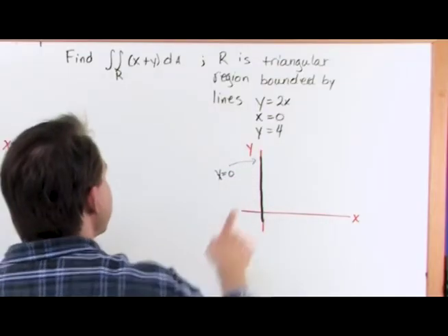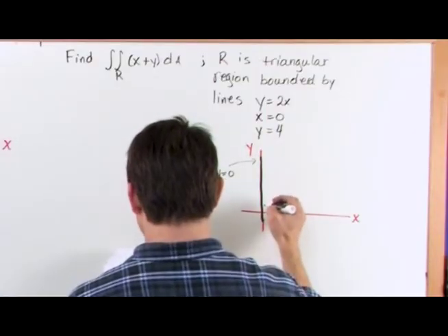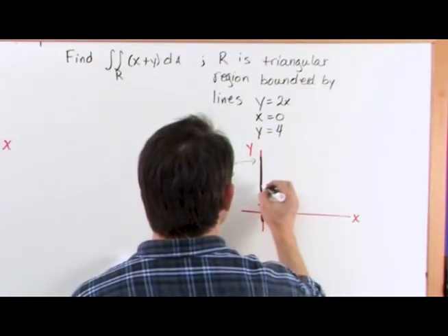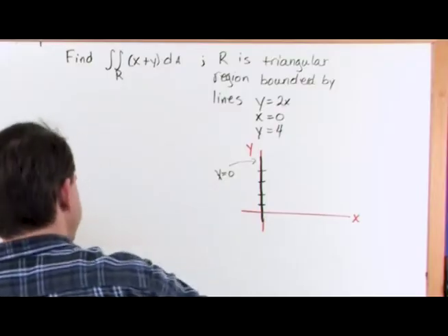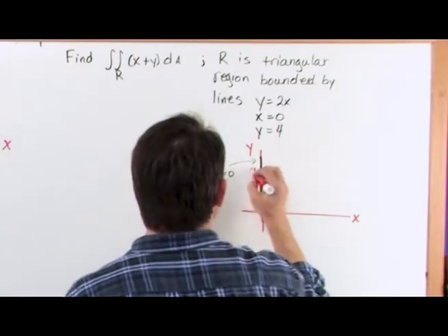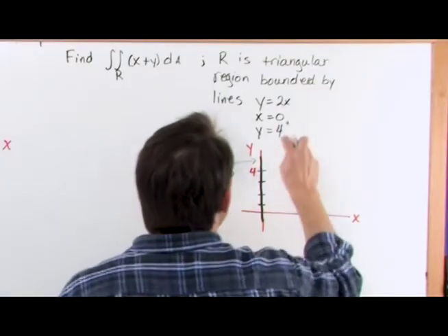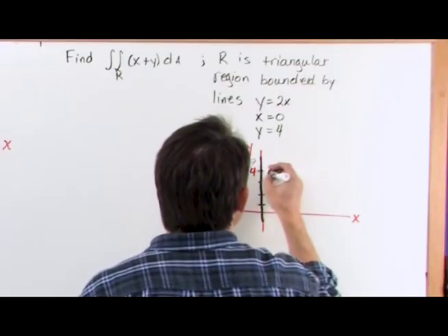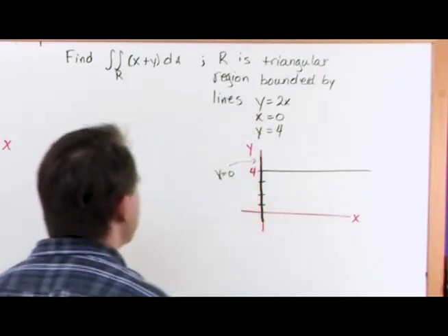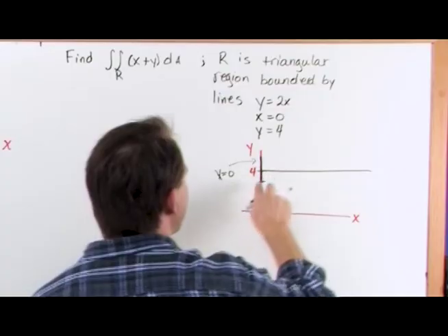Okay, the next thing is y is equal to 4. So I'm going to have 1, 2, 3, 4. So this is going to be 4. And y is equal to 4 is a flat line that goes off like that. Okay, so now we're starting to bound some sort of area.